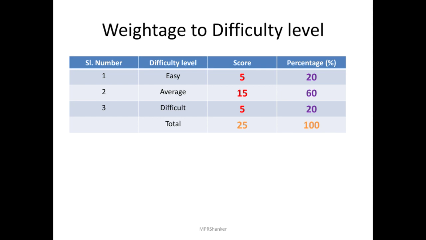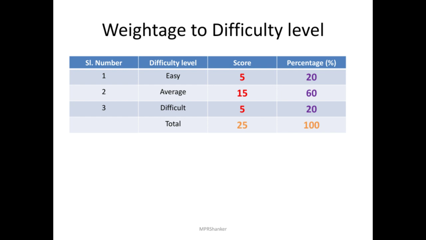Looking at the percentage of difficulty, we have 20% of marks in the easy category, 60% of marks allotted for average level questions, and 20% of marks for difficult items, and the total score is 25.